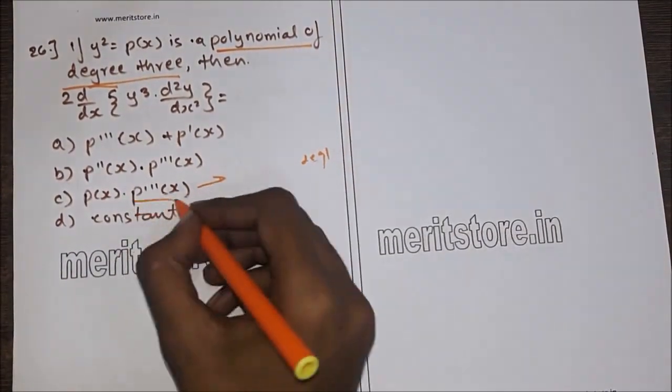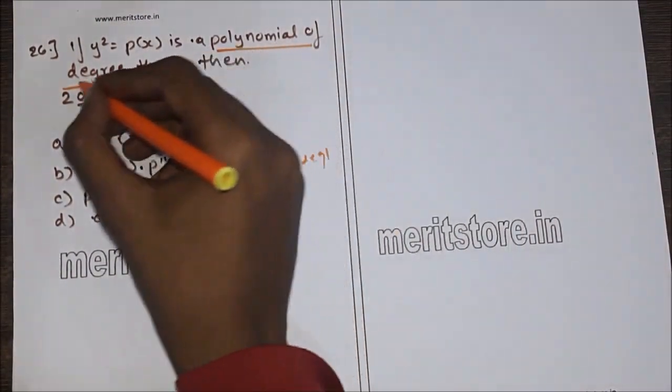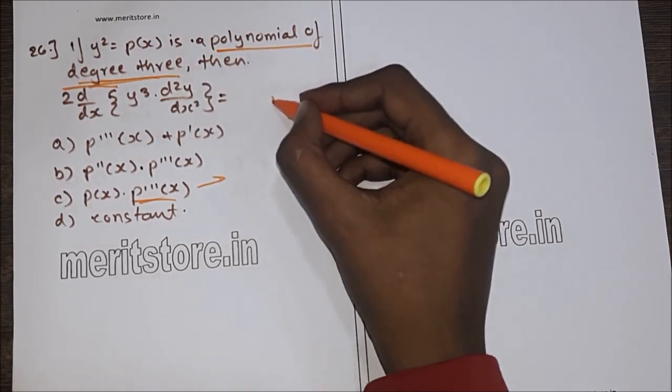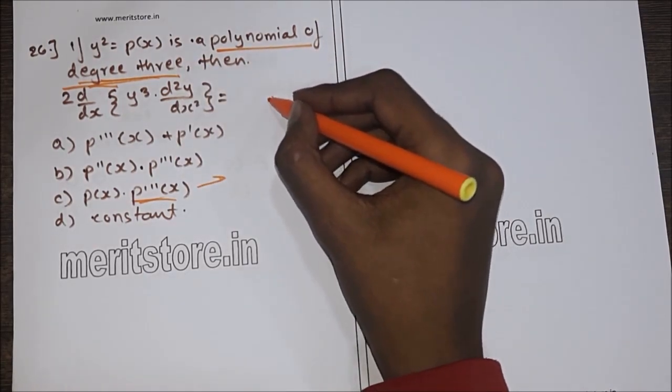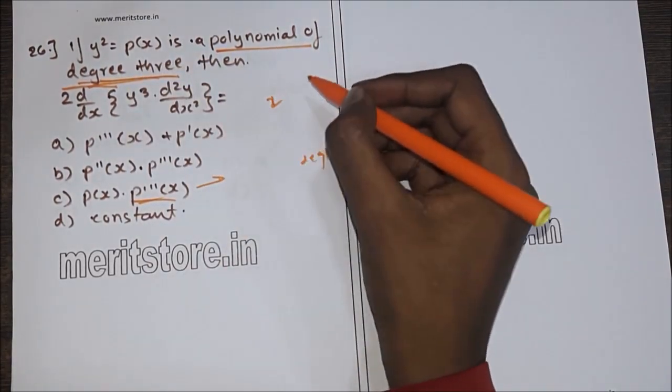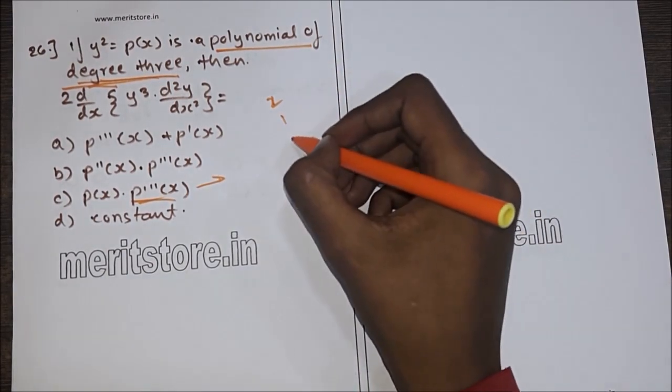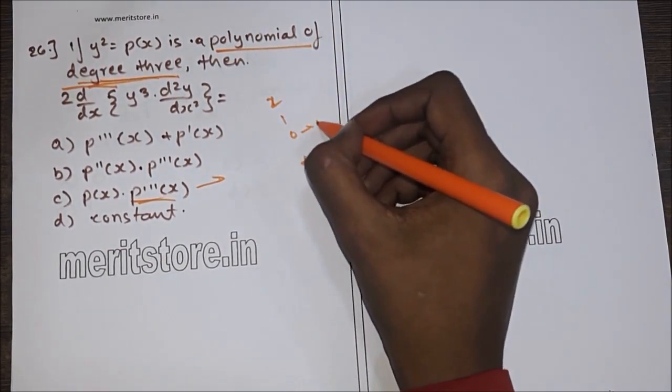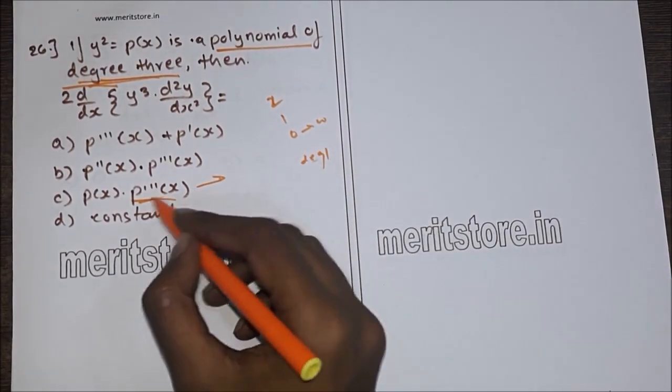Oh, this is a constant. Since the polynomial is of degree 3, the first derivative will be of degree 2, the second will be of degree 1, and the third will be of degree 0, that is, a constant. So none of the terms is 0.